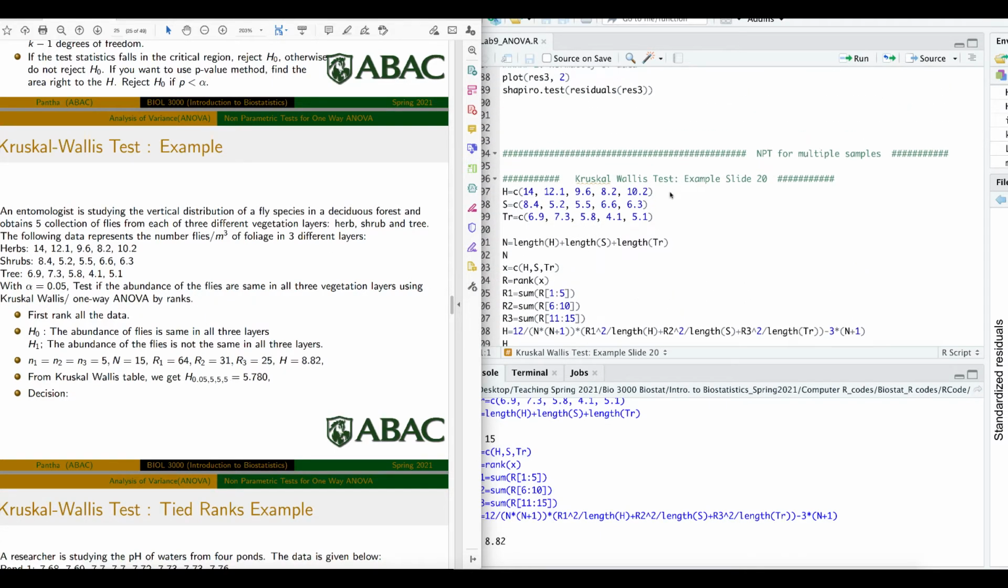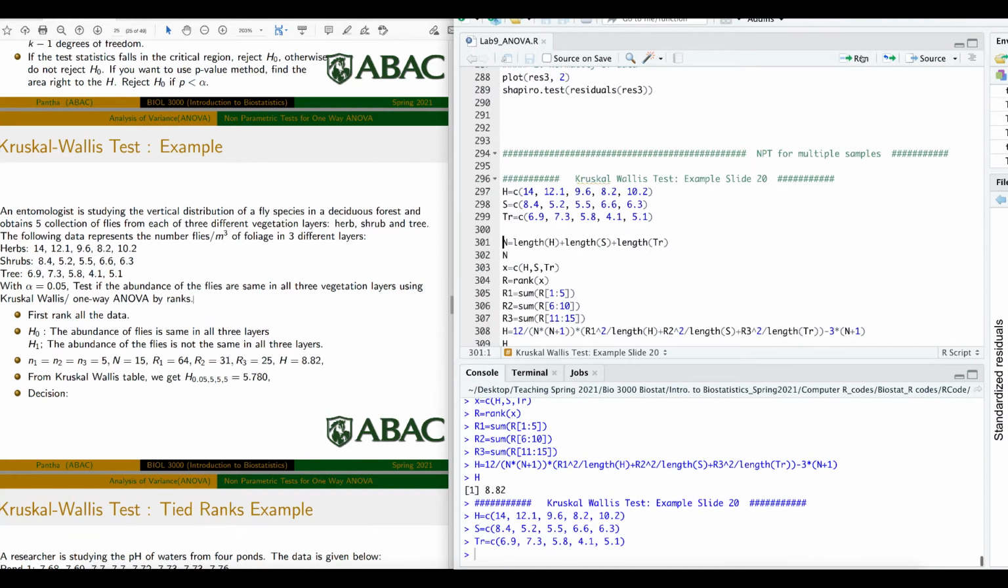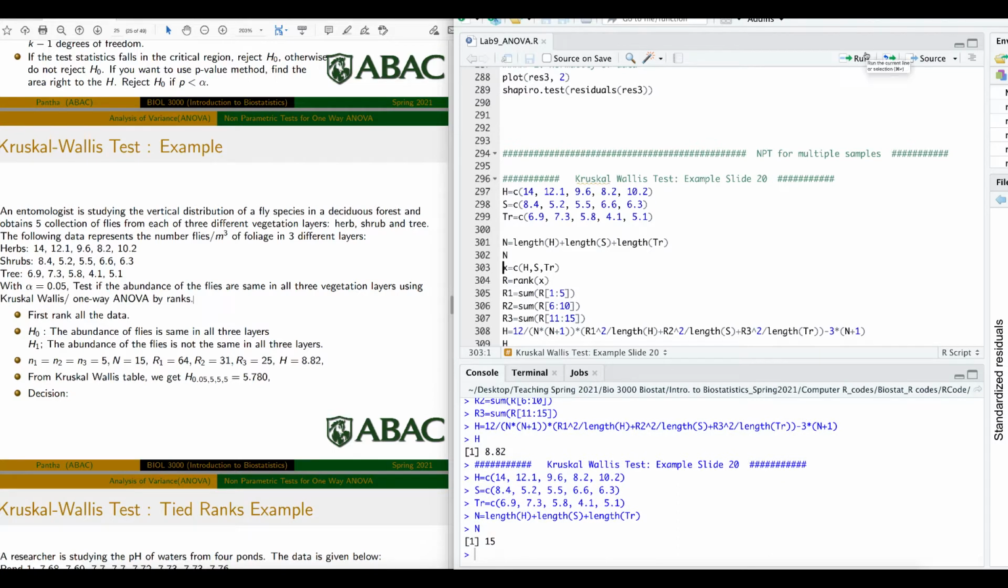So these are the data points, right? I copied them here. Now n is the length of h plus the length of s plus the length of tr. I just added that, and I got n is 15. So the total sample size is 15 here.